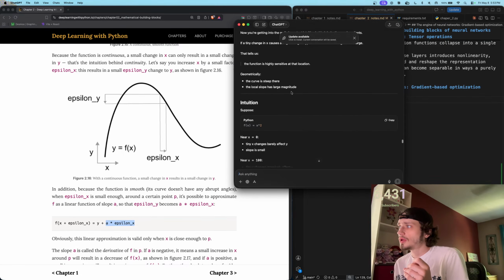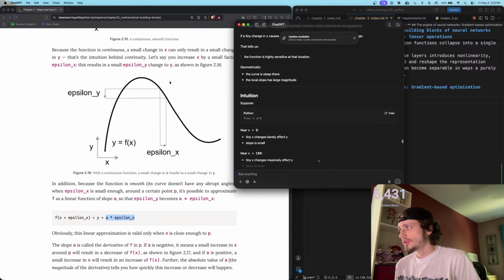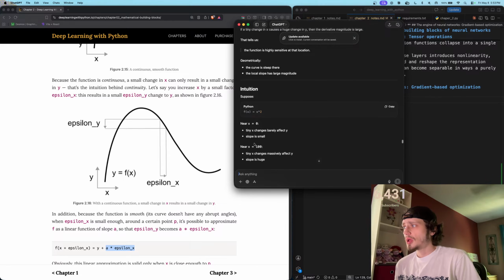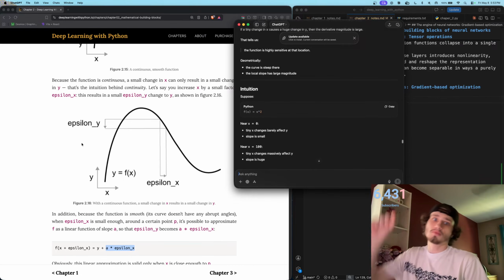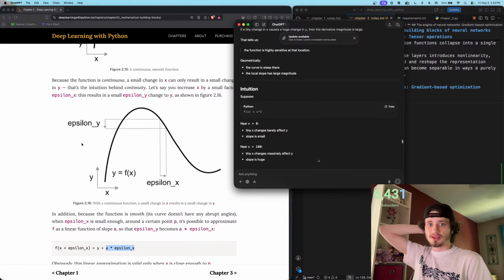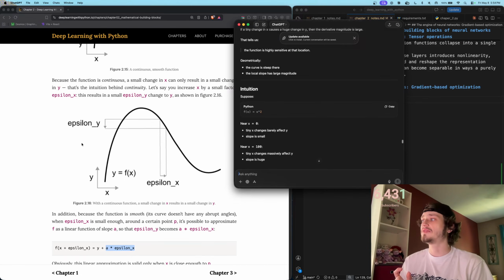Suppose that f of x is equal to x squared, so some x squared function. Near 0, tiny changes in x barely affect y. The slope is small. But near x 100, where we're at that kind of asymptotic behavior, a tiny change in x causes dramatic changes in y. We go way higher by moving x slightly, increase or decrease, or we move x way lower if we're near that asymptote behavior.